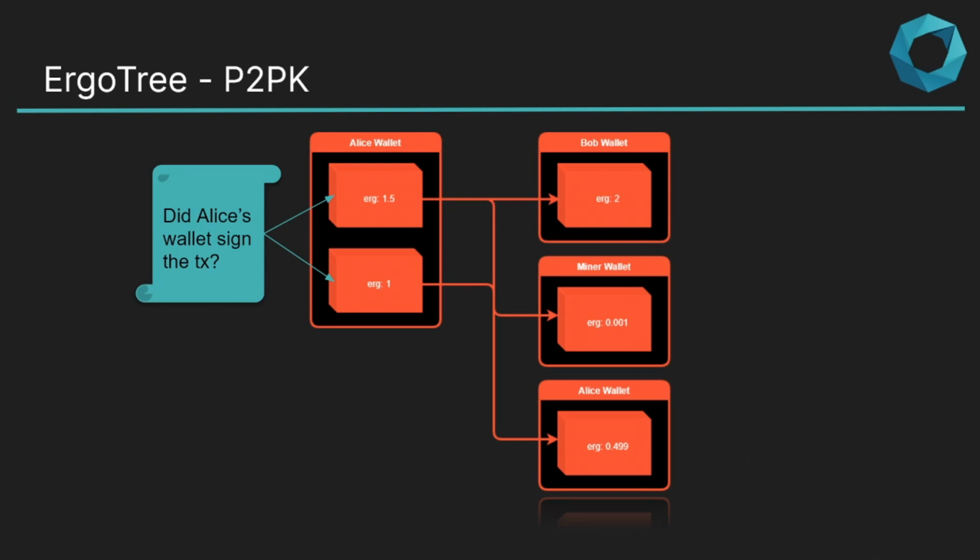The address you have in your wallet is linked to a special kind of ErgoTree, which is very simple. All it does is ensure that transactions that span these boxes are signed by the wallet's private keys. So these boxes that belong in Alice's wallet can only be spent in transactions that are signed by Alice's private keys. So no one else can spend them unless they have access to the private keys, which is why keeping your seed phrase secret is so important.